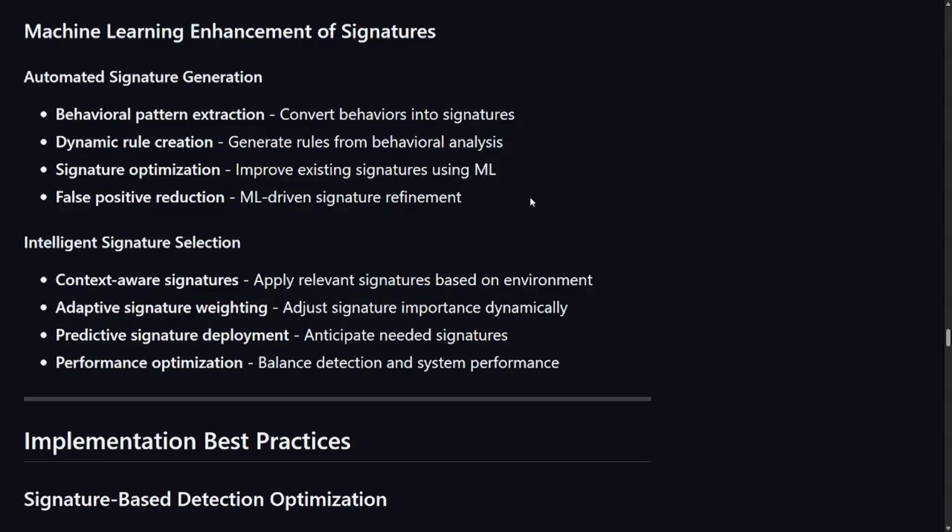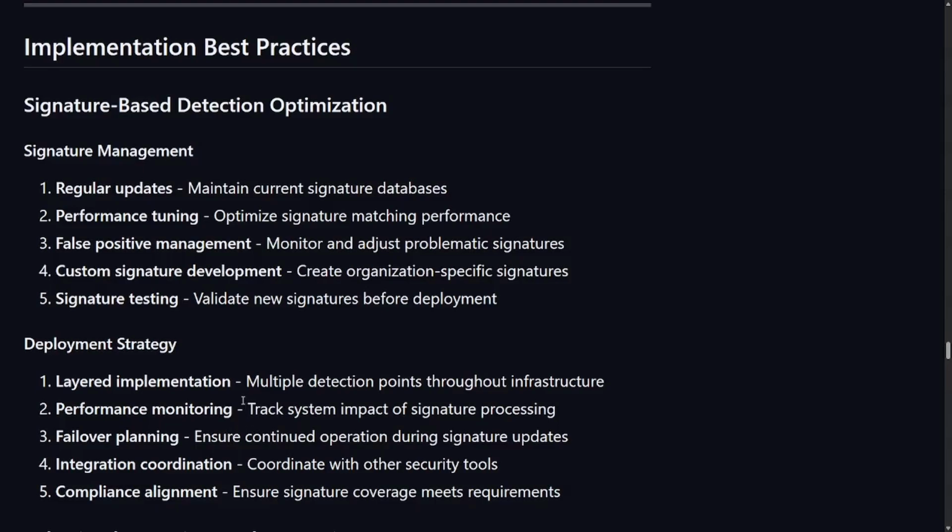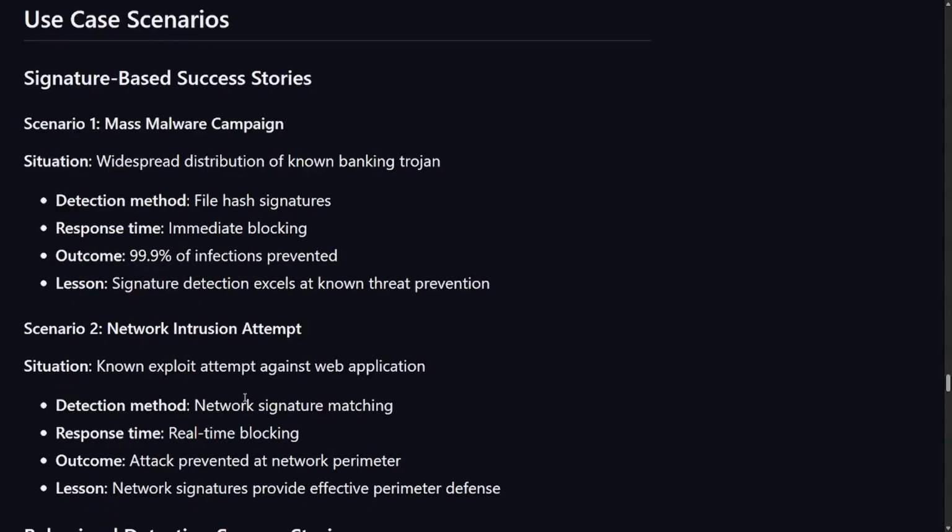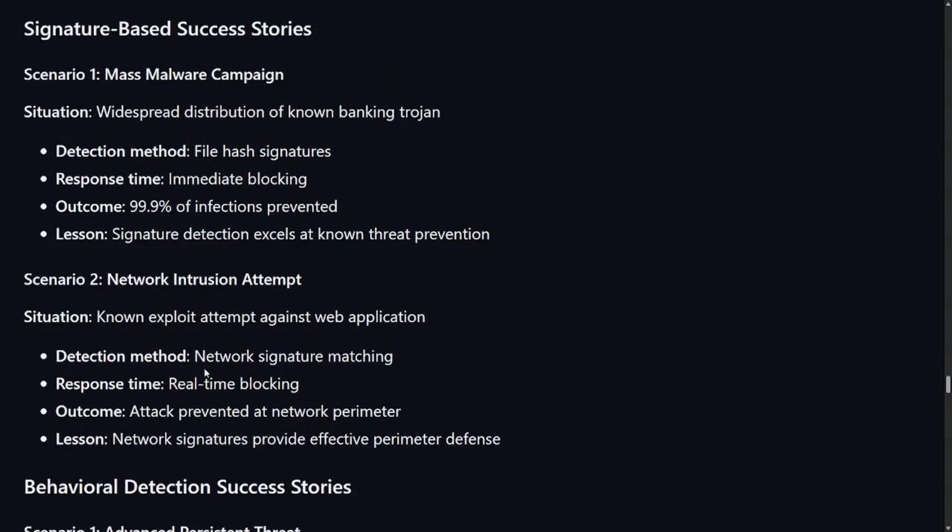Performance optimization, right? So the best practices is here, but I'm going to go down to use cases. For use cases, we have a scenario of a mass malware campaign, widespread distribution of a known banking Trojan. Detection method, file hash signatures. Response time, immediate blocking. Outcome, 99.9% of infections prevented. Signature detection excels at known threat prevention. Known, so it's not going to be detecting those zero-day vulnerabilities, right?